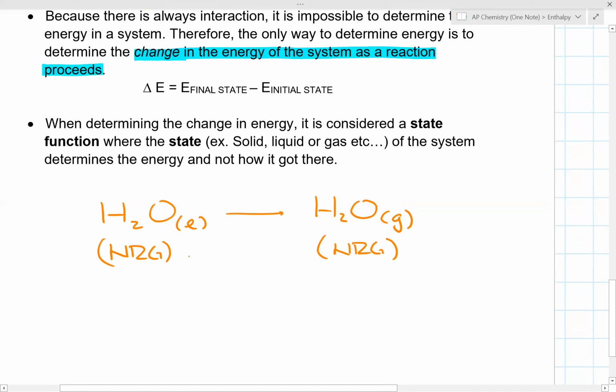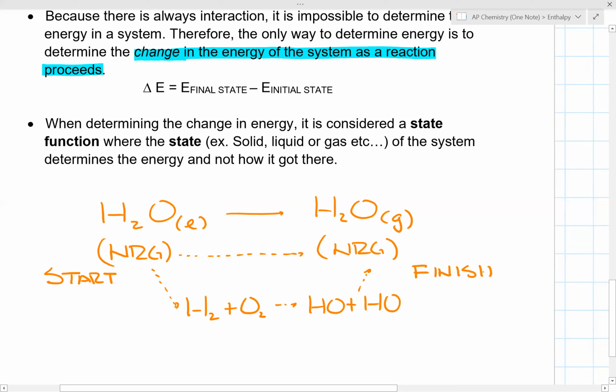When we're talking about change in energy, all we care about is from this state to this state. We don't care if the water became H2 plus O2, and then went to HO and HO, and then finally to this. All we care about is the start to the finish, not how we got there.